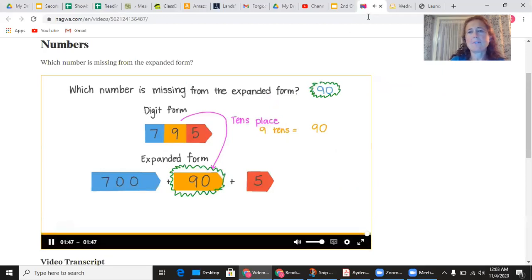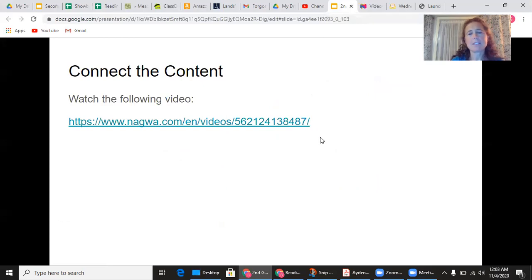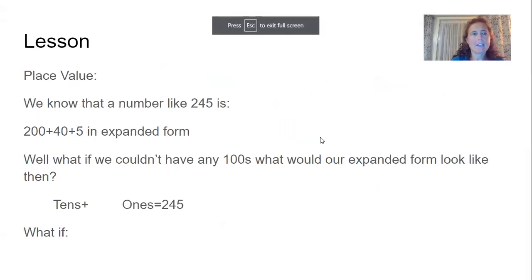Okay, so let's go back to our slides and continue. Our lesson today on place value. We know that a number like 245 is 200 plus 40 plus 5 in expanded form. Well, what if we couldn't have any hundreds? What would our expanded form look like then?